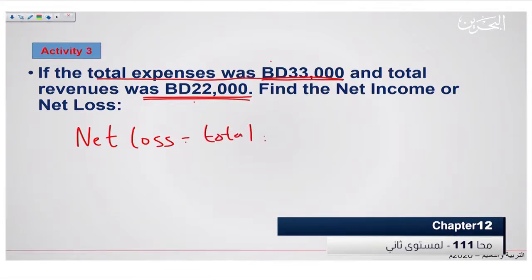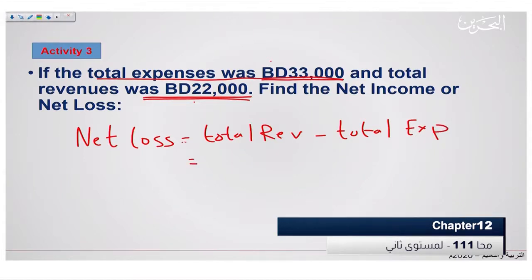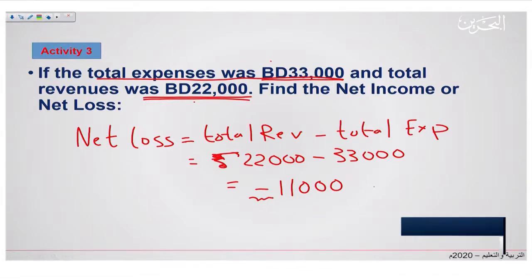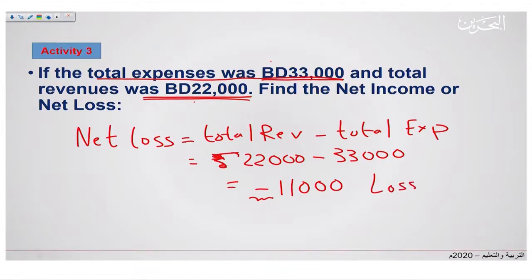Net loss equals the total revenue minus the total expense. So I will now write the figures, which is 22,000 BD minus 33,000 BD equals minus 11,000 BD. As you can see here, it is a minus, which means the company is losing money. It is definitely a loss.